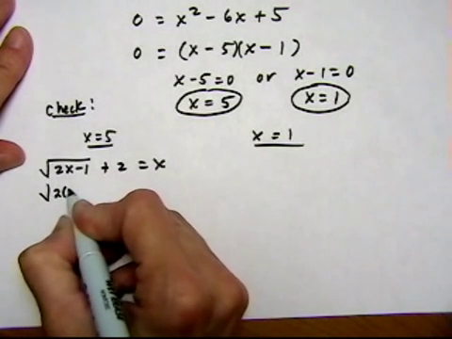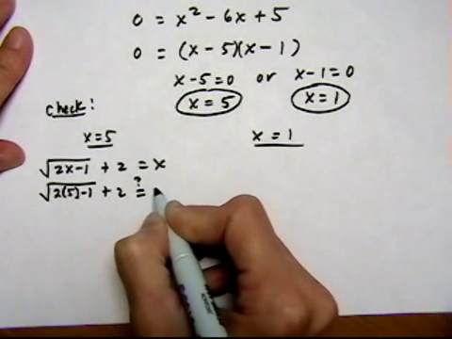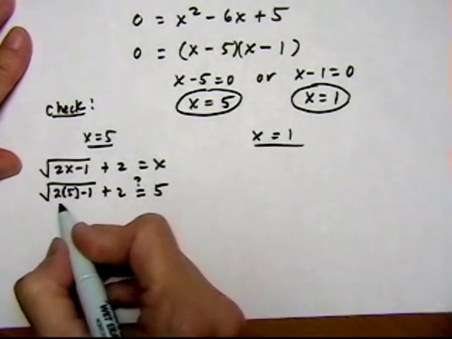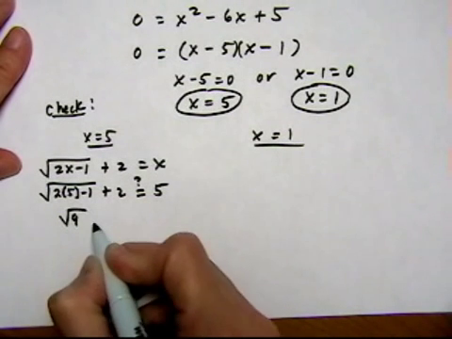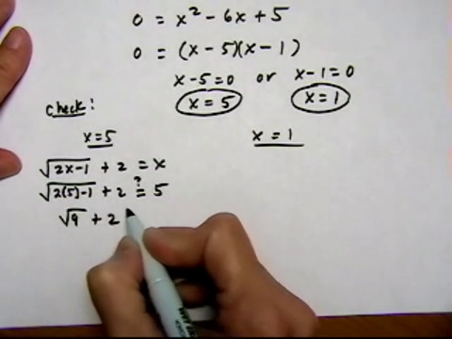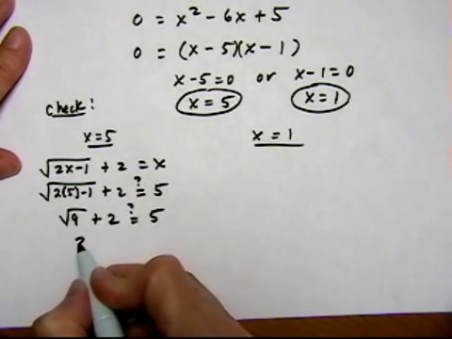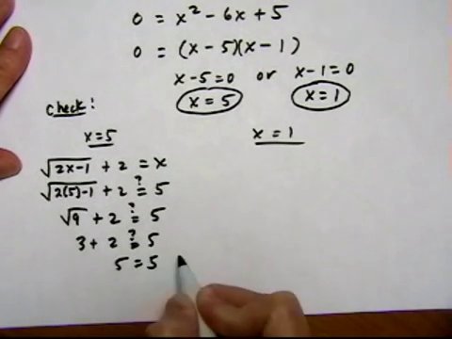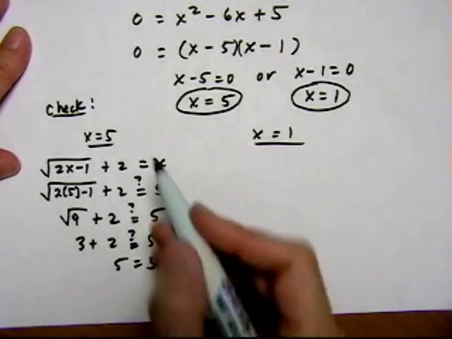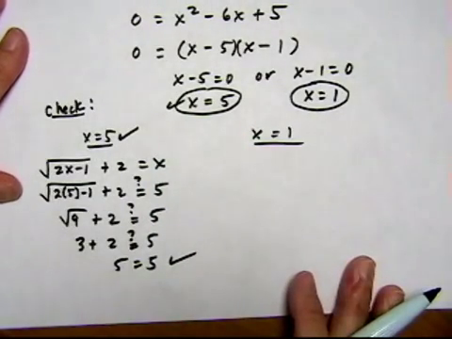Does the root of 2 times 5 minus 1, plus 2, equal 5? And this is 10 minus 1, or root 9. Does root 9 plus 2 equal 5? And that would be 3 plus 2. And yes, that equals 5. That means x equals 5 is a good solution, or a valid solution.